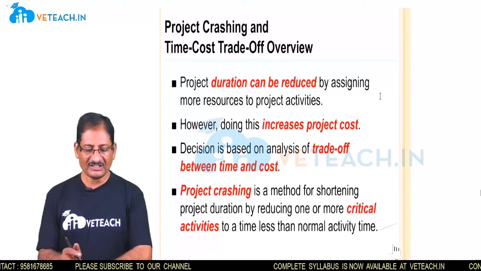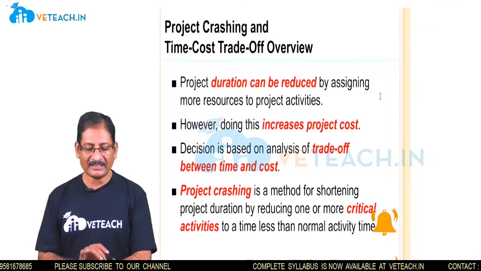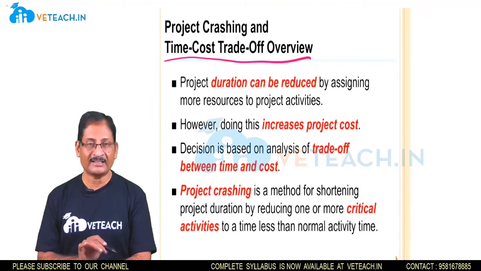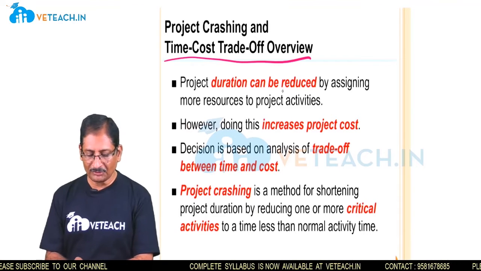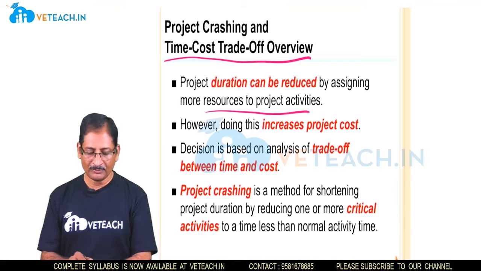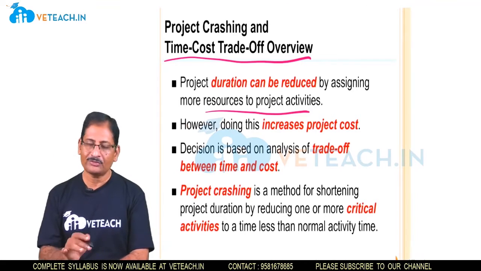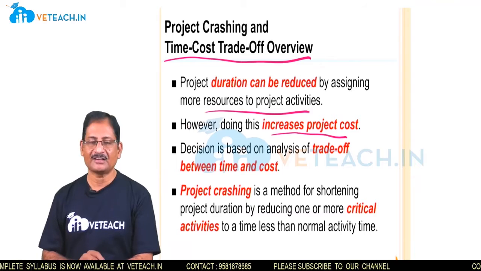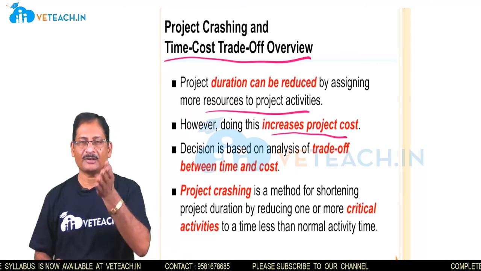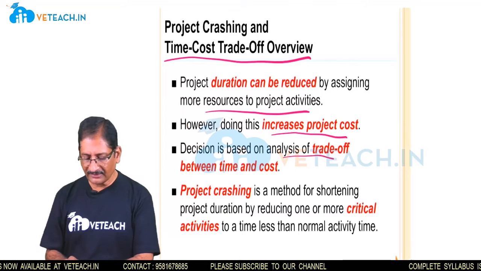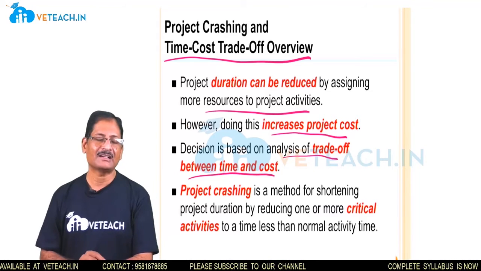So project crashing has a time-cost trade-off. The time-cost trade-off overview is something we will understand through this crashing. Project duration can be reduced by assigning more resources to project activities. So if you want to reduce project duration, you have to add resources. However, doing this increases project cost. As you add resources, automatically the cost of the project will go high. The decision is based on analysis of the trade-off between time and cost.